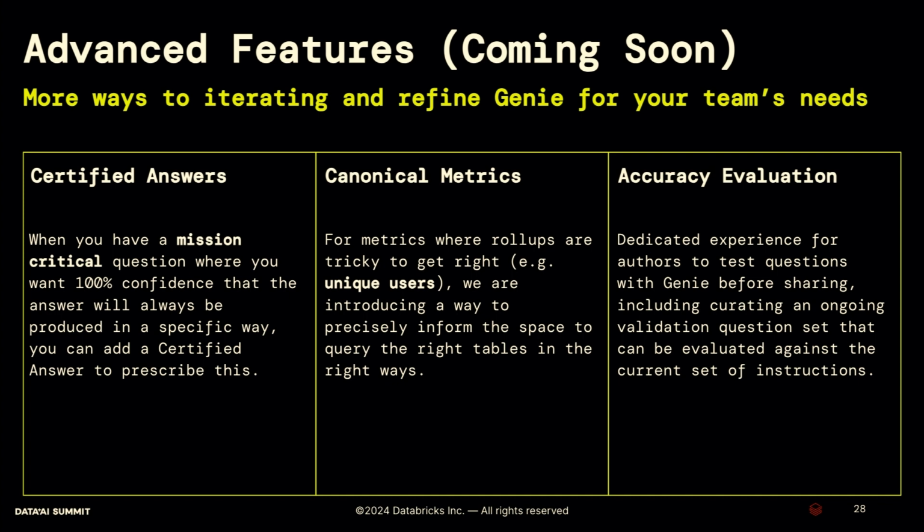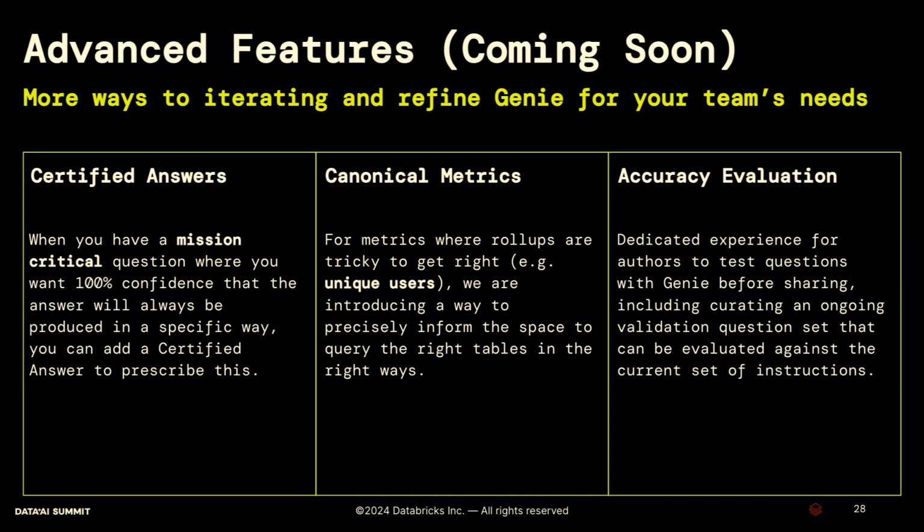The second is canonical metrics. You'll hear a bit more about this tomorrow, but this is a way for us to define metrics in a place, hopefully outside of a particular Genie space, where you can share it across a bunch of Genie spaces, pull it in, and say, okay, every time I want unique users, I want this definition. Every time I want a particular ratio, I want this definition, et cetera.